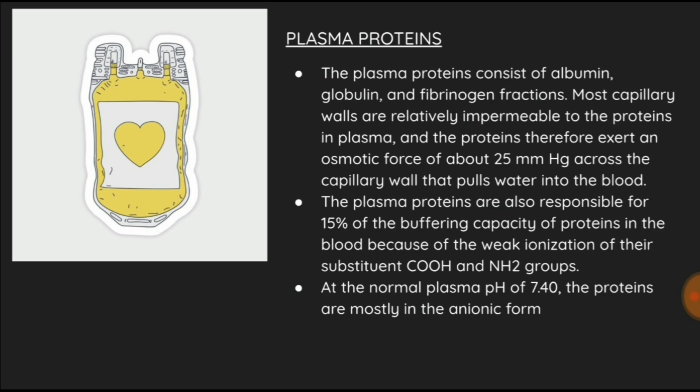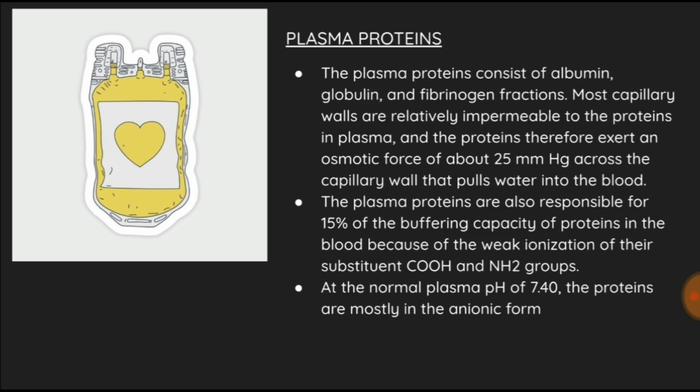When they don't react with the capillary walls, they start absorbing the water at a 25 mmHg osmotic force. So they pull the water into the capillaries, thereby pulling out any excess water present inside the tissue or a cell. The plasma proteins also act as a buffer, with a 15% buffering capacity. So what is buffering? It balances the acidic and basic nature of the blood. They stop the blood from becoming acidic by acting as a buffer system.